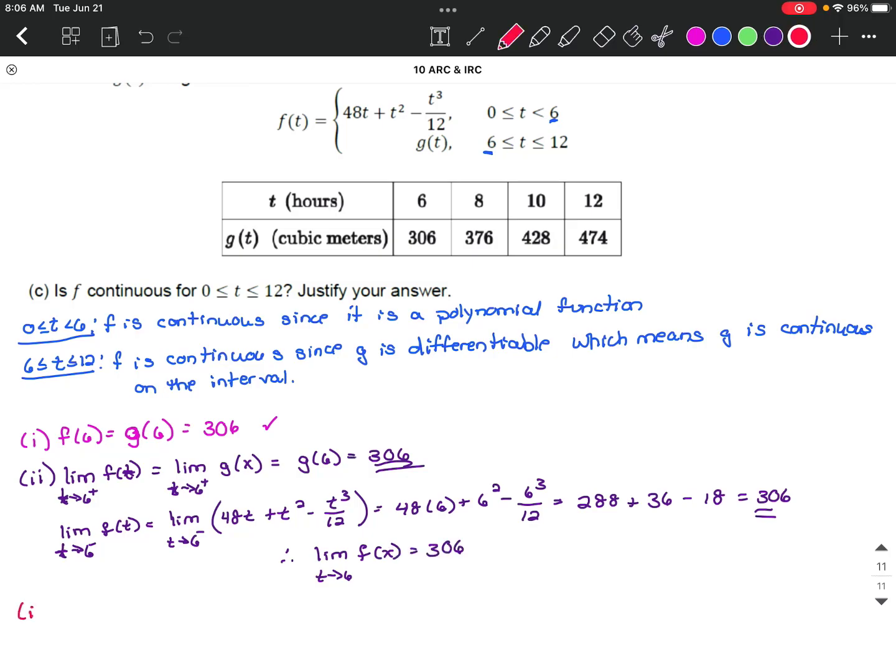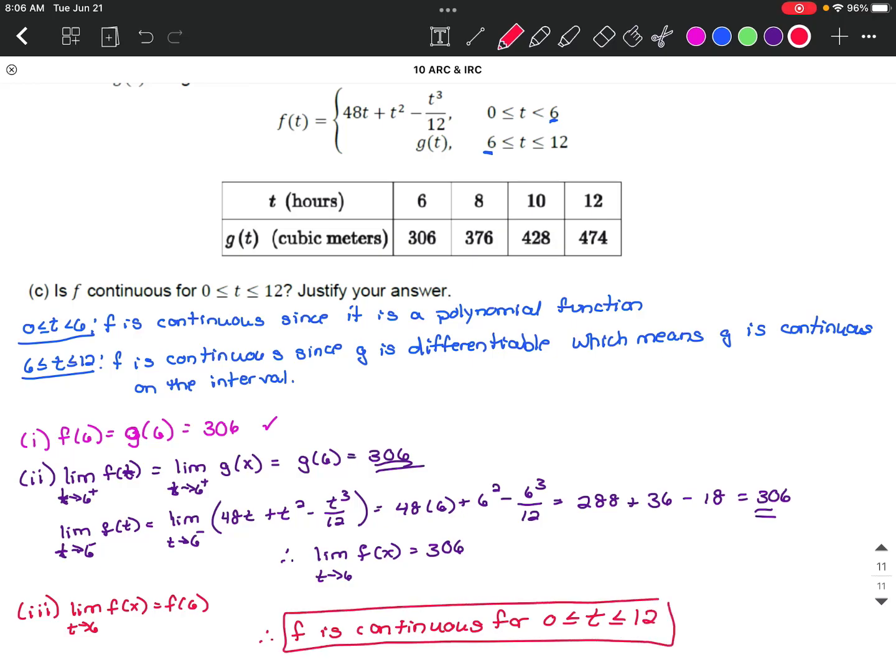So finally, the third step is that the limit as t heads to 6 of f of t is f of 6. So therefore, f is continuous for 0 less than or equal to t less than or equal to 12. And yes, guys, it is important that you make those two statements at the beginning so they know you're recognizing the only place you have to check with the three i's is at 6.